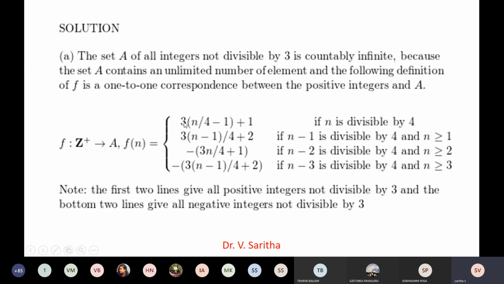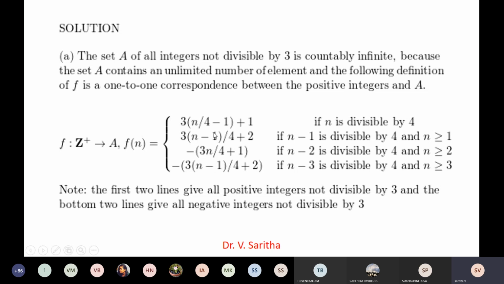So here, 3 into (n by 4 minus 1) plus 1 if n is divisible by 4. In the next part, n minus 1 is divisible by 4, and in the next part, n minus 2 is divisible by 4, and n minus 3 is divisible by 4. So here, A will have both positive and negative integers, but Z plus will have only positive integers. The first two lines give all positive integers not divisible by 3, and the next two give all negative integers that are not divisible by 3.